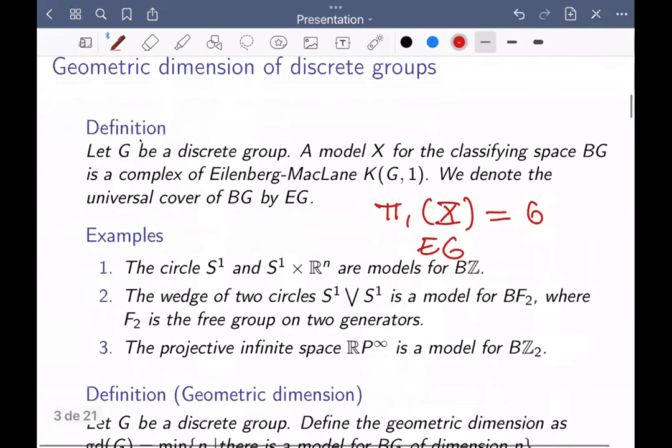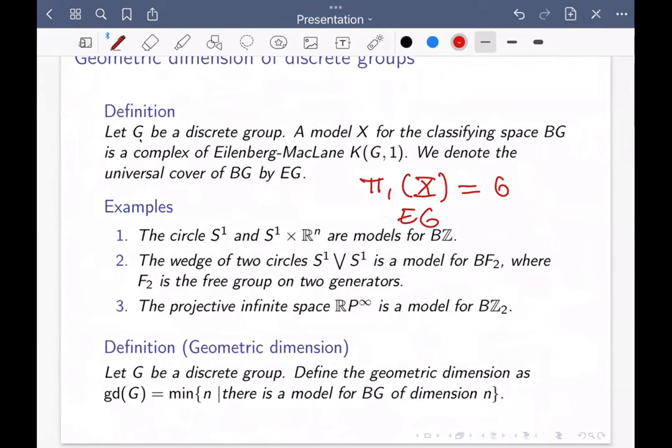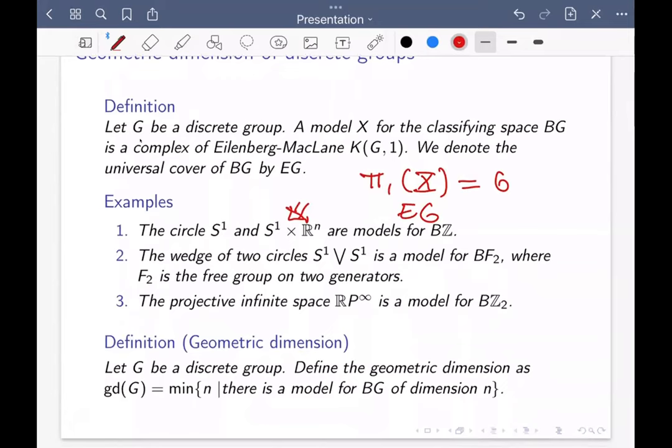Here I have some examples. The circle is a model for BZ because the fundamental group is Z and the universal cover is the real line. Also, the circle cross R^n is a model for this classifying space. Another example is the wedge of two circles, which is a model for the free group on two generators because the universal cover is a Cayley graph, which is a tree, and it's contractible.